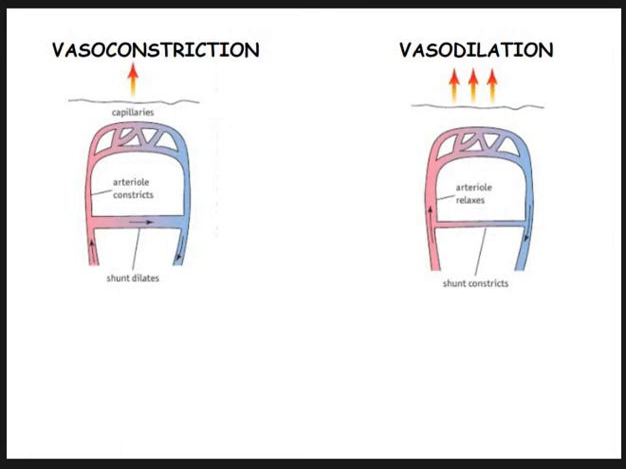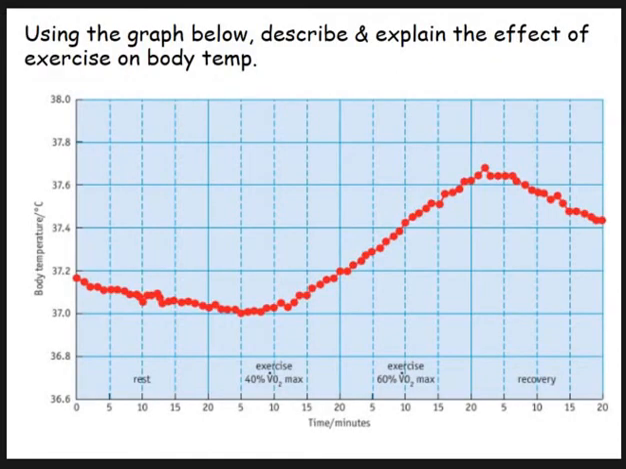Now, you need to be able to link all this to what happens during exercise. And a common way for your exam to ask you to do that is to give you a graph of some sort. There's a very simple graph here. We have body temperature here, as you can see it's ranging from 36.6 up to 38. We've got time in minutes across the bottom. And we can see the person's at rest here. Now, they're exercising.